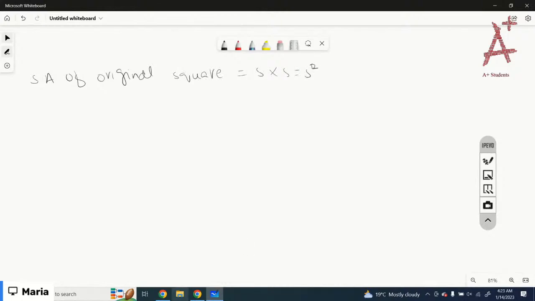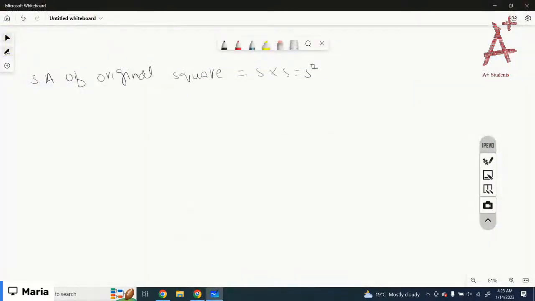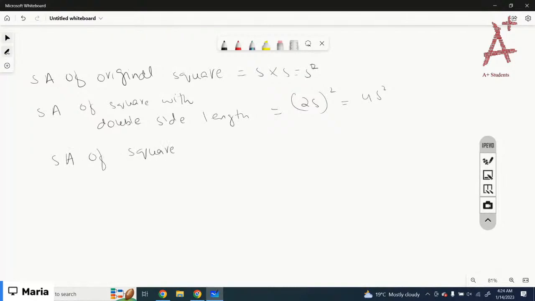Okay, now you have to double all side lengths. That means you multiply all the side lengths by 2. So it would be 2s square. 2s square is 2 times 2 is 4s square. Got it? Divide the surface area of the square with double side lengths by the original one. Got it?